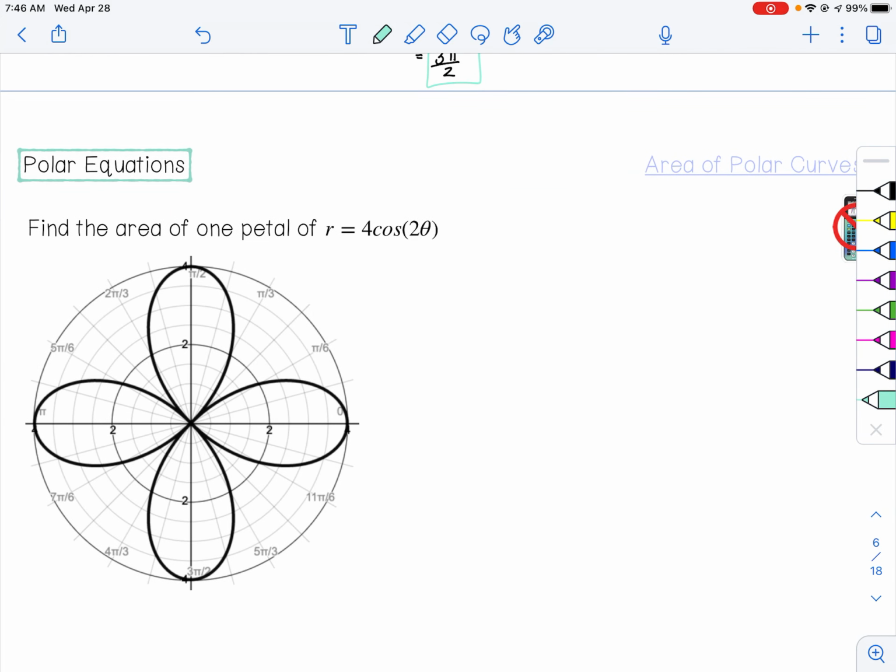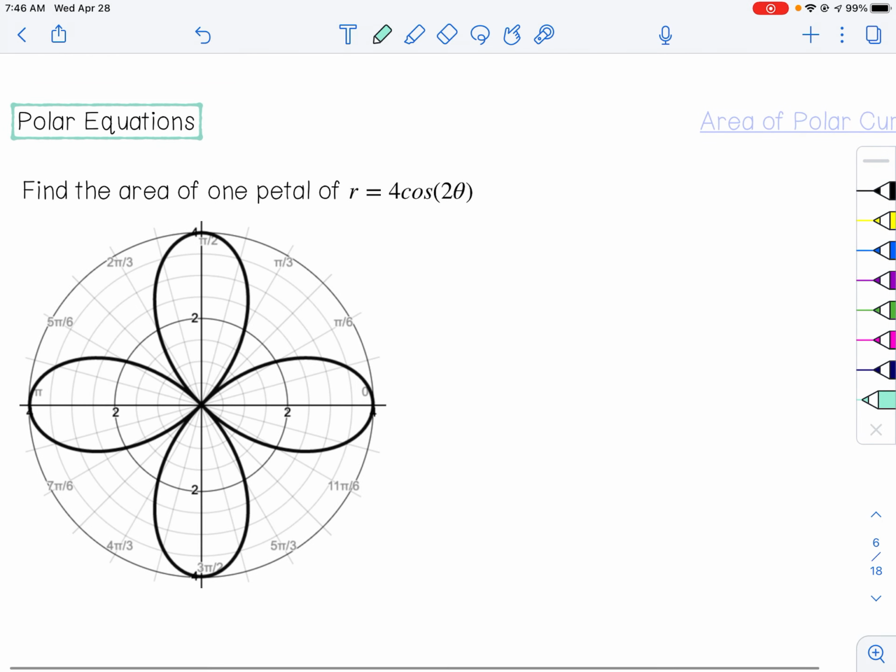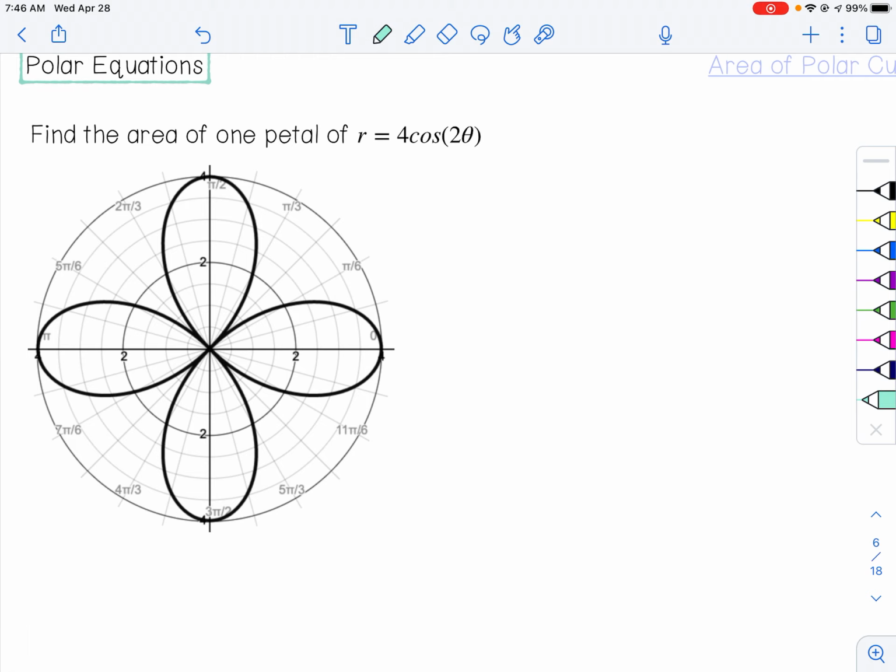We're going to do one more here, and we're going to find the area of one petal of r equaling 4 cosine of 2 theta. So we need to find our boundary lines for this. So I'm going to just start plugging in some easy numbers to evaluate for my r values. So I'm going to plug in theta values and get out r values. Okay, so if I plug in 0, 2 times 0 is 0, cosine of 0 is 1, so I get 4. So at 0, I'm at 4, so I'm at this point right here.